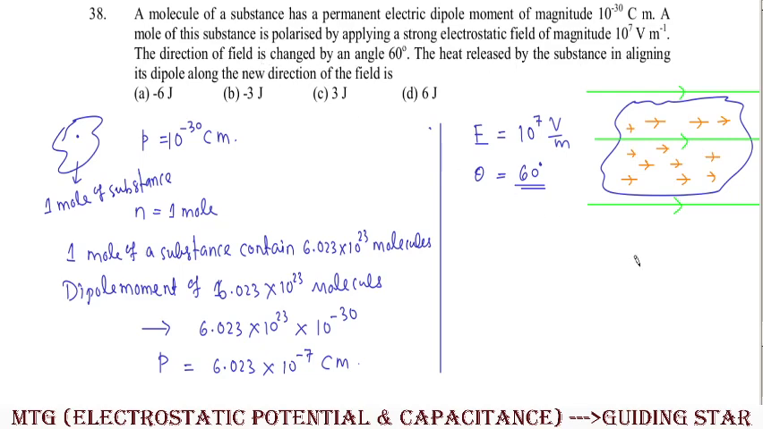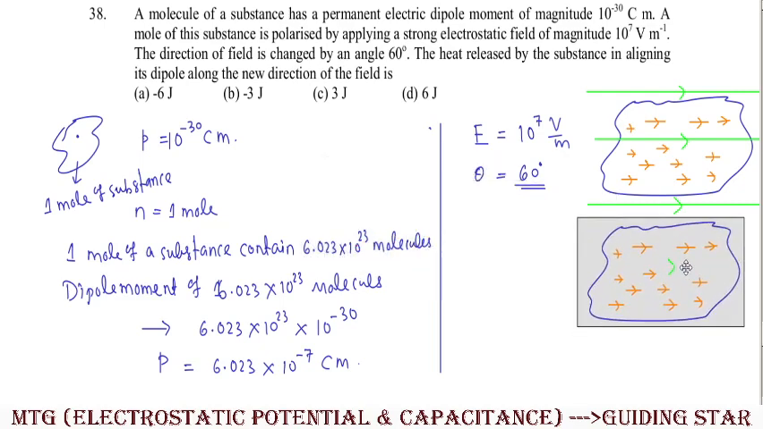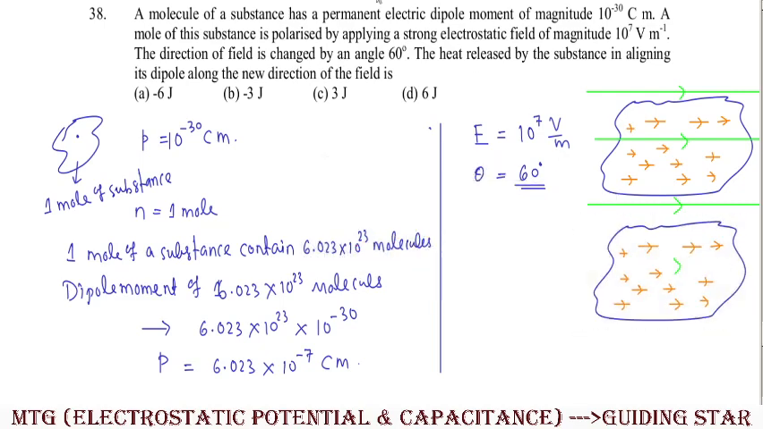All these dipoles are aligned along the direction of the field. But after some time, they are changing the direction of the field. That means if we take the same substance, here we have taken the same substance, but we are changing the direction of the field. Clear? The field direction right now we are changing like this. Here the field.